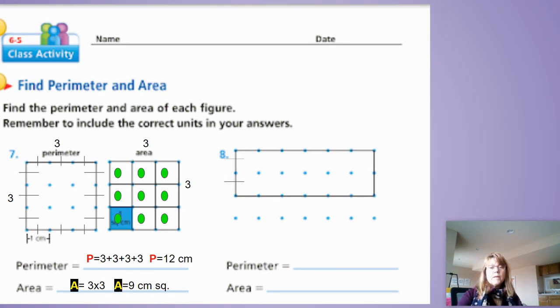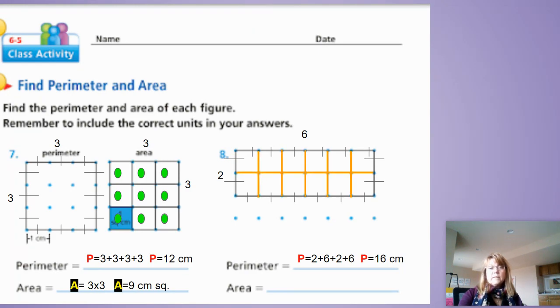Here we go. 1, 2, 3, 4, 5, 6, 7, 8, 9, 10, 11, 12, 13, 14, 15, 16. 2 there and 6 here. My formula is 2 plus 6 plus 2 plus 6, and that is 16. I draw in my lines. 1, 2, 3, 4, 5, 6, 7, 8, 9, 10, 11, 12. And that should be 2 times 6, and that is 12 centimeters squared.